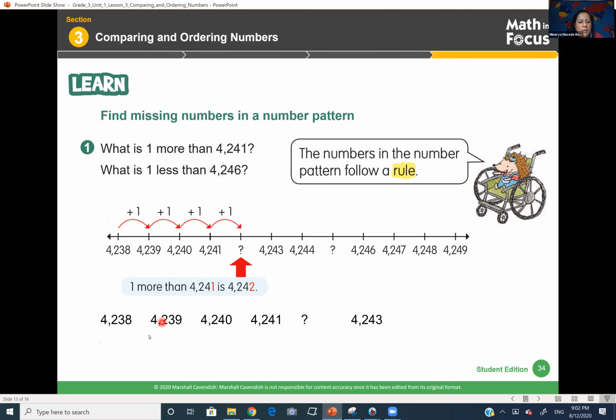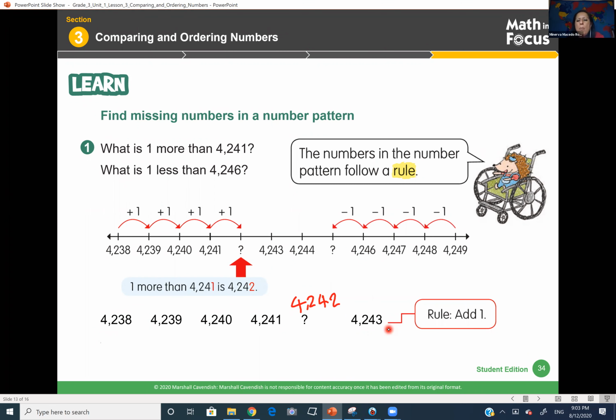4,238, 4,239, 4,240, 4,241, and then let's put the missing number there, which is going to be: the thousands repeat, the 2 repeats, the hundreds repeat, the tens repeat, and then I change the 1. So that's my missing number there. So the rule is add 1 more.